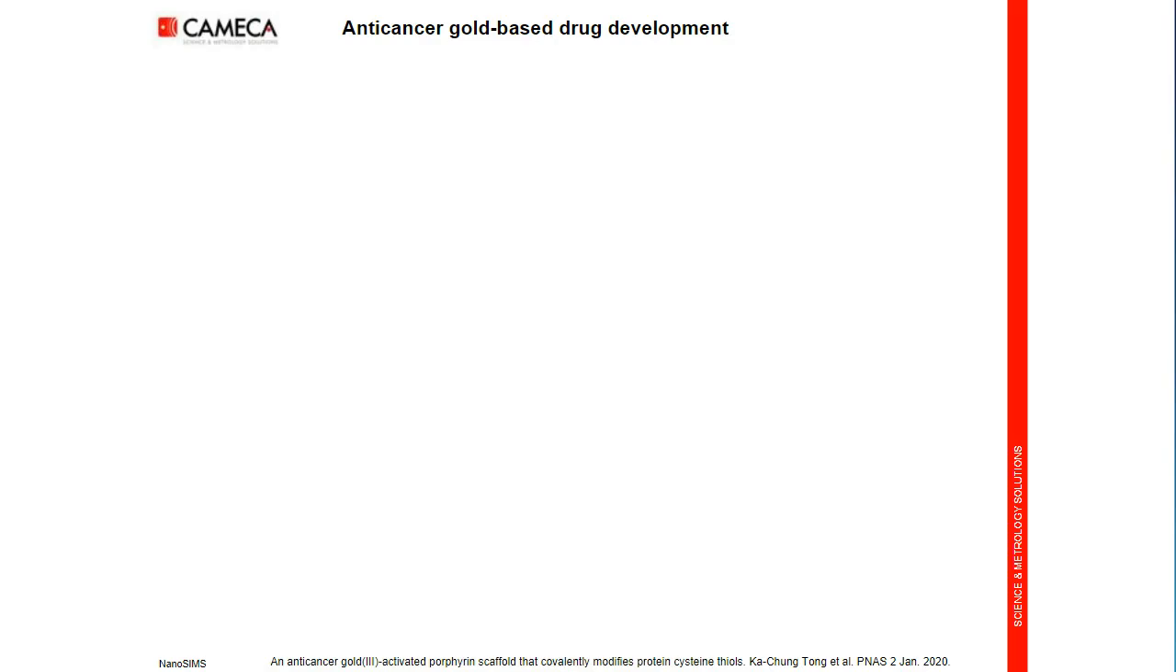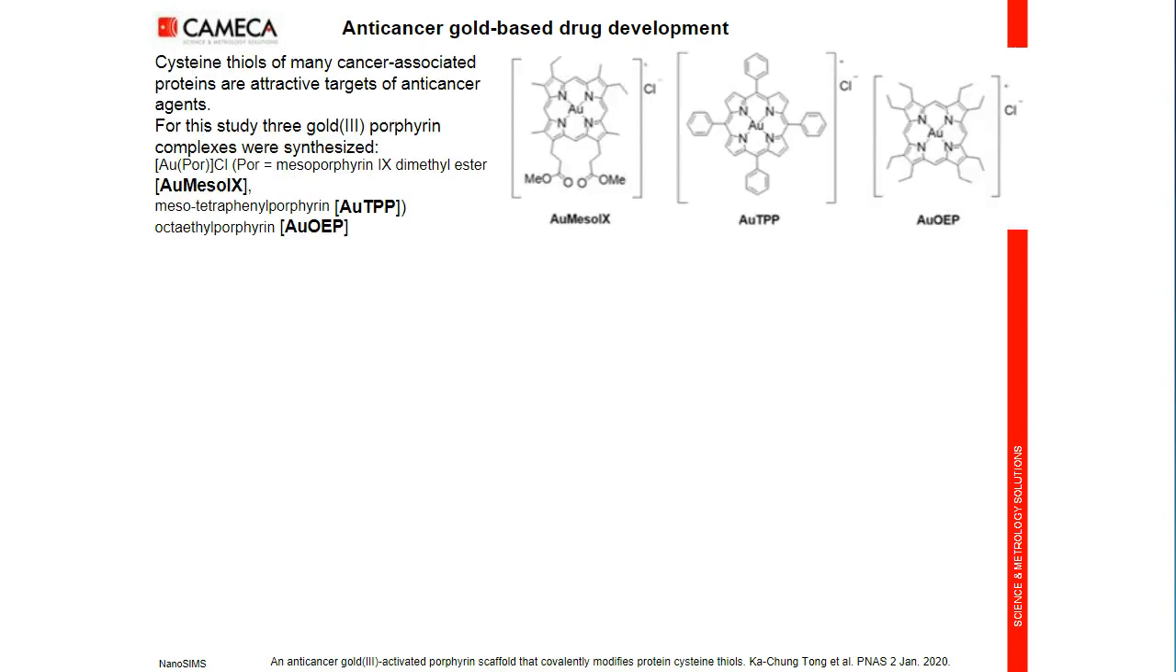In the same field of oncology, let's switch from platinum to gold and use this recent article by Ka-Chung Tong in PNAS in January 2020, Anticancer Gold-Based Drug Development. So here, the researchers synthesized 3 molecules based on gold: gold meso 9, gold TPP, gold OEP, with different structures and adducts.